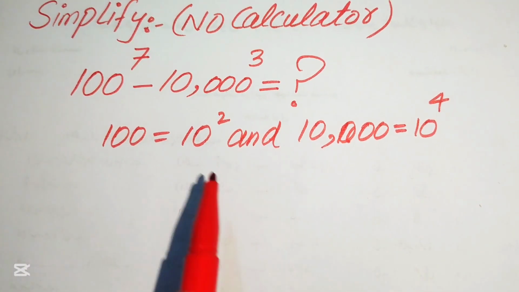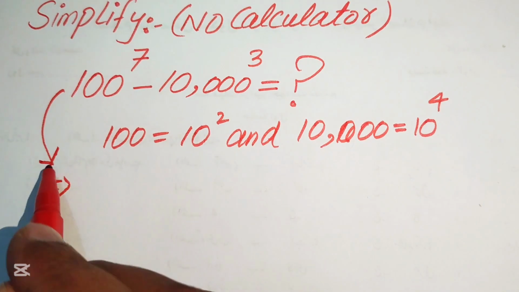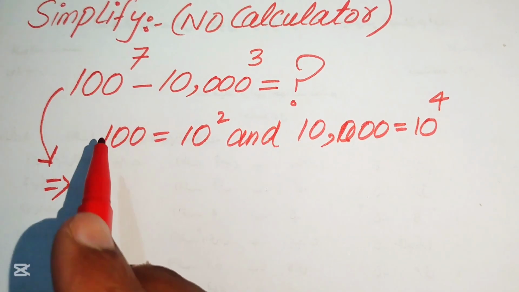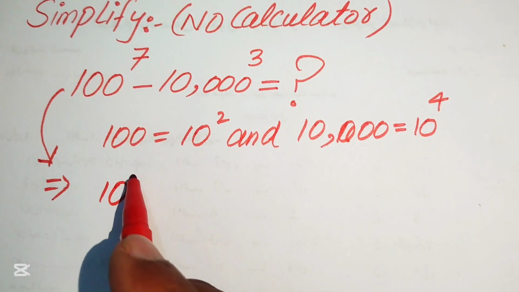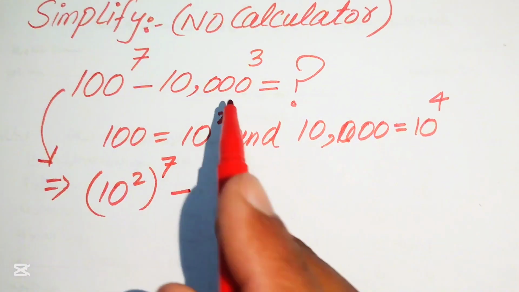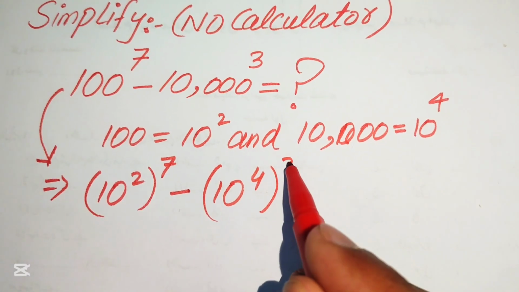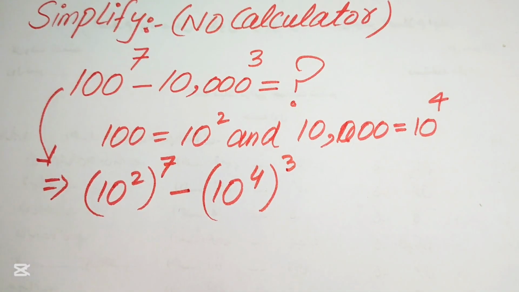So after replacing these two values in the above equation, our algebraic expression is written as: this becomes 10 square and its exponent is 7, minus, we write this as 10 to the power of 4 and its exponent is 3.